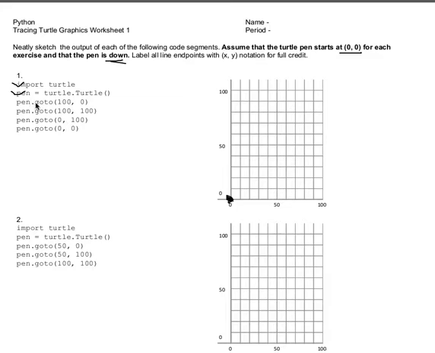Okay, the next line of code says pen.goto(100, 0). You should know that the first number in a set of parentheses is always the x and the second number is always the y. The x-axis is this line that goes horizontally sideways. The y-axis is the up and down direction in the world of geometry. And the point 100, 0 means go to 100 on the x-axis.